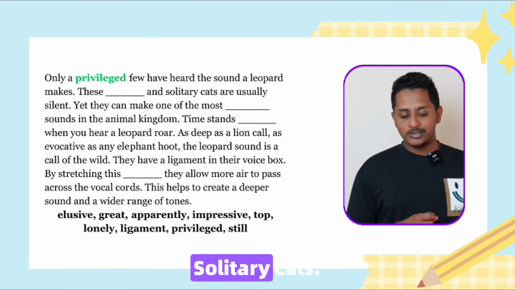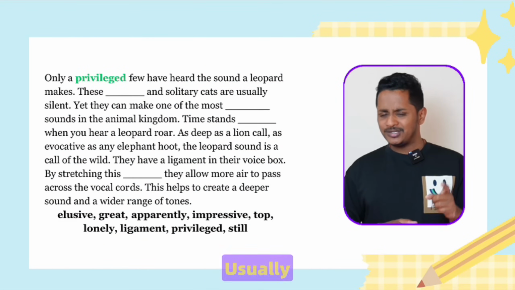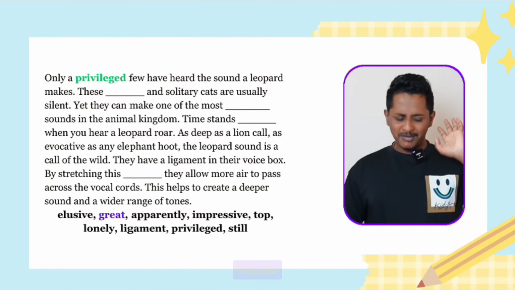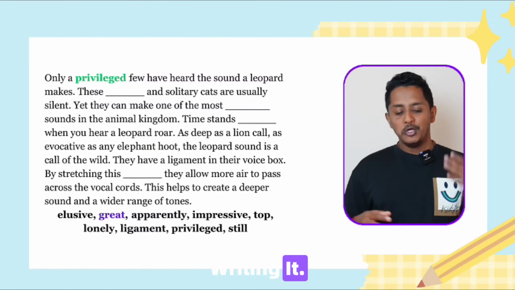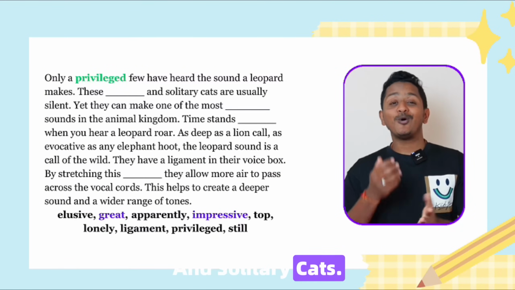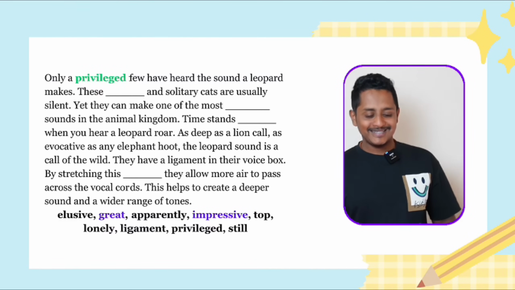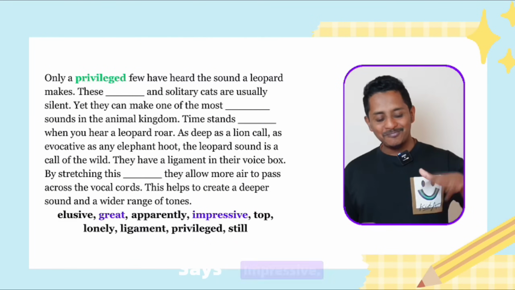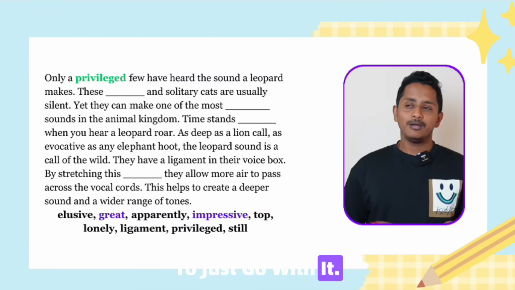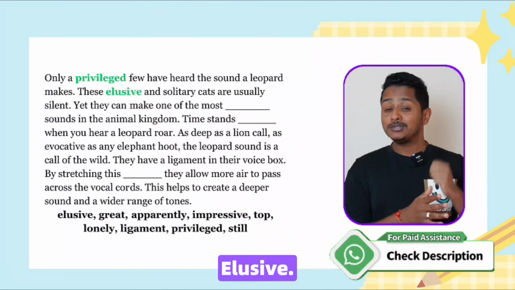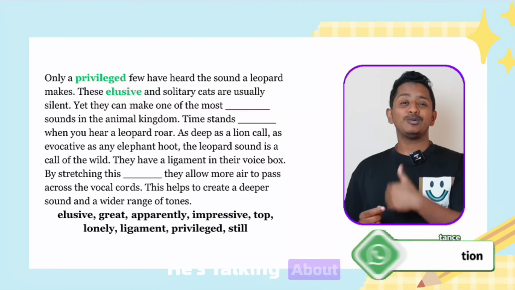These dash and solitary cats, they're usually silent. Now these great and solitary cats, people have seen people writing it. These impressive and solitary cats. What is your clue? Nobody questions this. Their heart says great, someone's kidney says impressive. They just go with it. But that person who applies this, Albert Einstein's brain, would write elusive. Why? Because he knows it's talking about leopards.